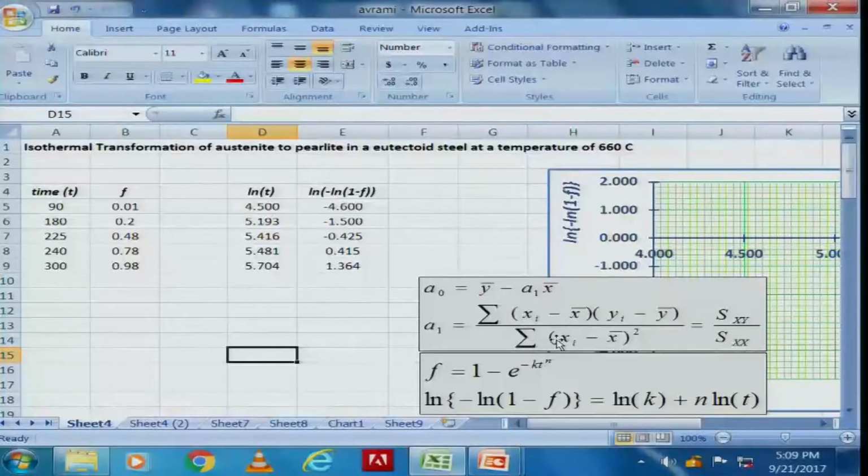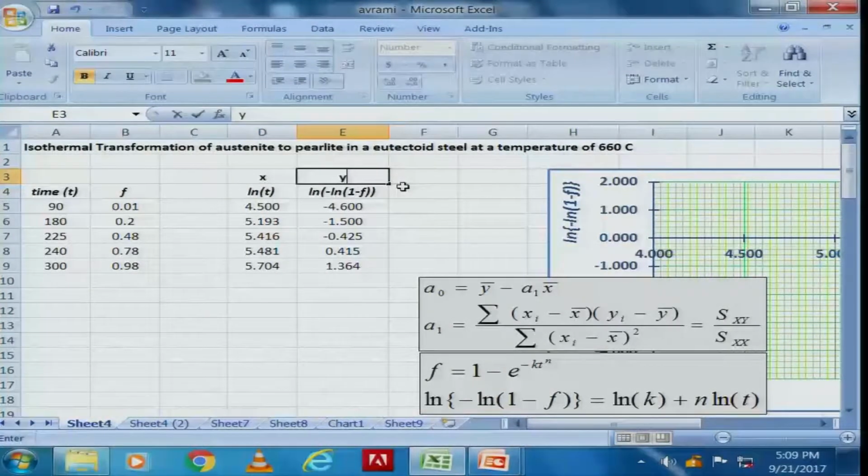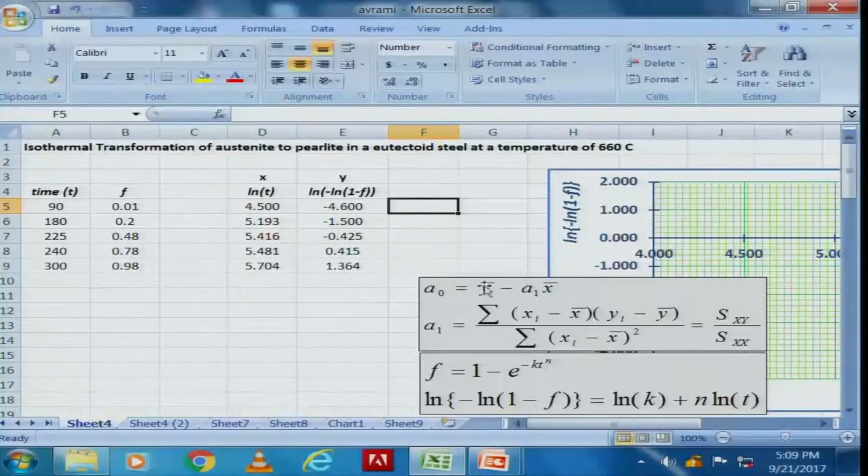So, now let me start to look at this data. I have the same Excel sheet that I had earlier, in which I had already transformed log t and log of minus log 1 minus f. Let me call this x and this y, and my equation is A0 plus A1 x, and these are the equations that I just wrote down on the board.